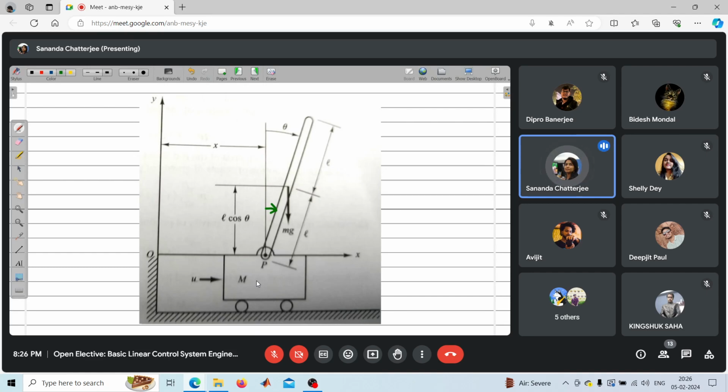Now, if we provide a displacement to the cart, that is, you see the arrow U. So if you provide a force, we will disturb the cart. Therefore, this pendulum will be rotating about the point P. Do you agree? Yes, ma'am.